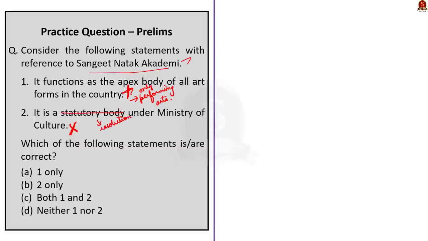And presently it is functioning as an autonomous body under Ministry of Culture and it is not the statutory body. So statement 2 is incorrect. Now the question is asking for the correct statement. So the answer for the question is option D, neither 1 nor 2.